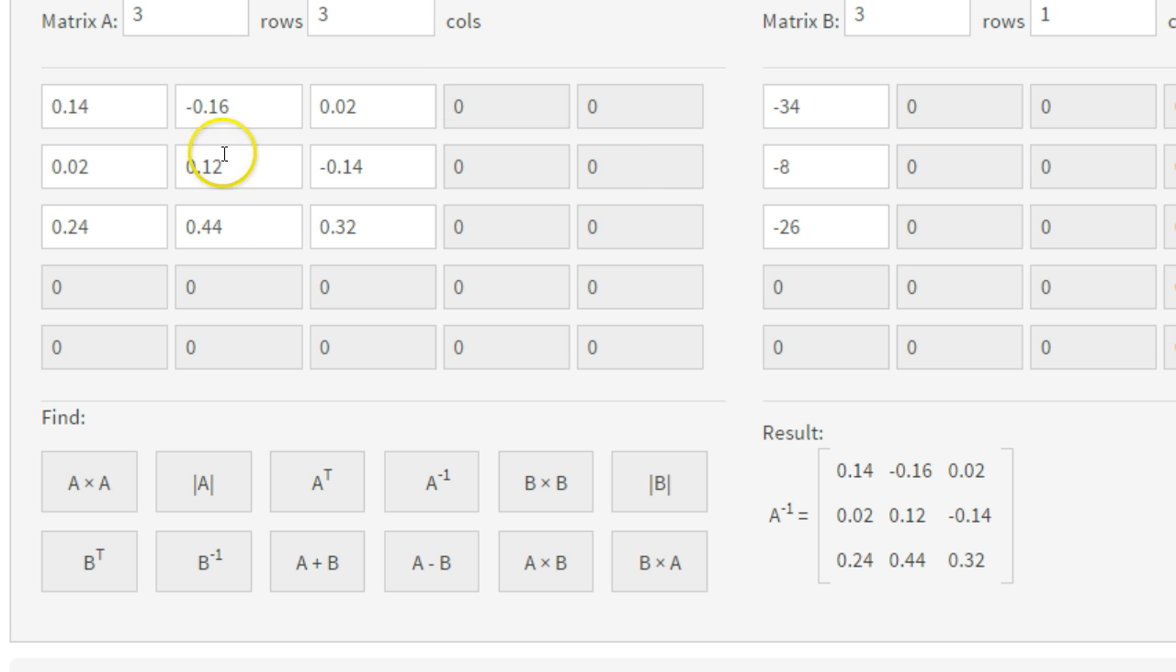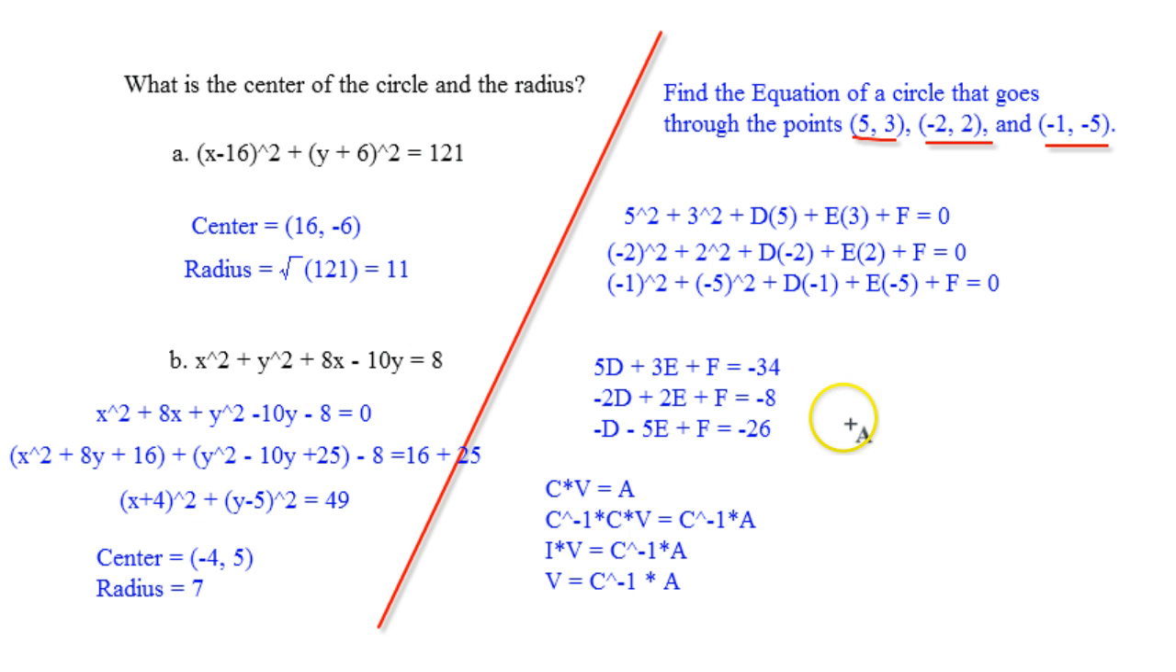Okay, so what I'm going to do is multiply this on the left side with this on the right side. Okay, so I'm going to go matrix A times matrix B. You can probably do this on your graphing calculators a lot faster, but I'm just showing you by hand just to show you the method. Okay, and then I found out what D, E, and F are. Okay, so I found D to be, what was that, negative 4, E to be 2, and F to equal, what was that, negative 20?